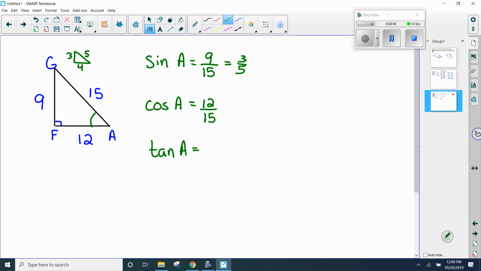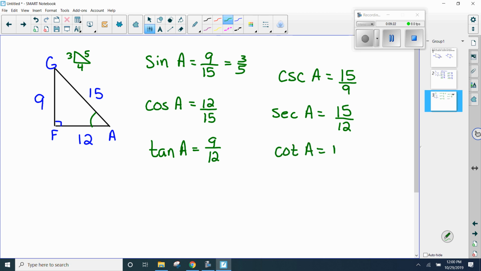Tangent. Tangent is what two sides? Opposite over adjacent. So what's it going to have a value of? 9/12. So the next thing they ask you is cosecant. Cosecant is the reciprocal of sine, so as Eric said, he's correct, it's just going to be 15/9. What about secant? The secant is going to be 15/12, and the cotangent is going to be 12/9.